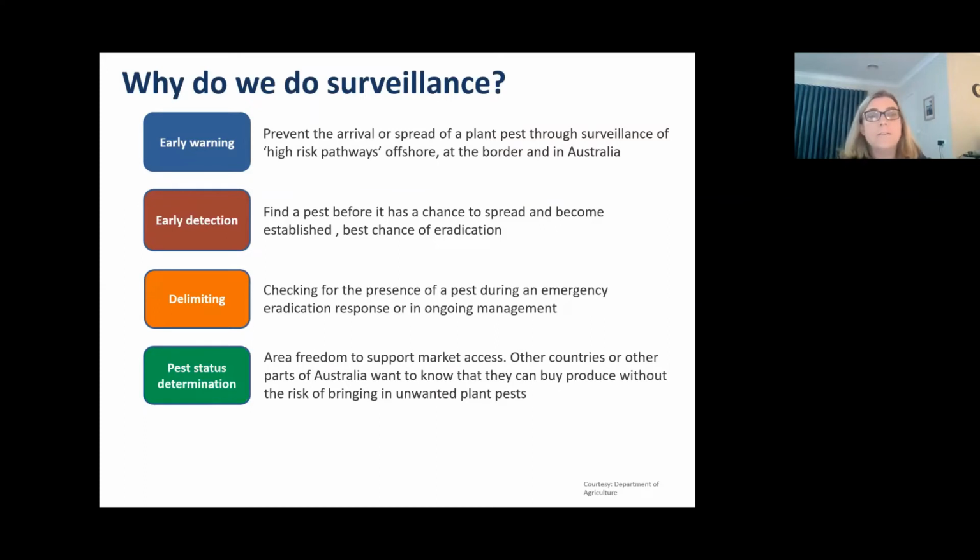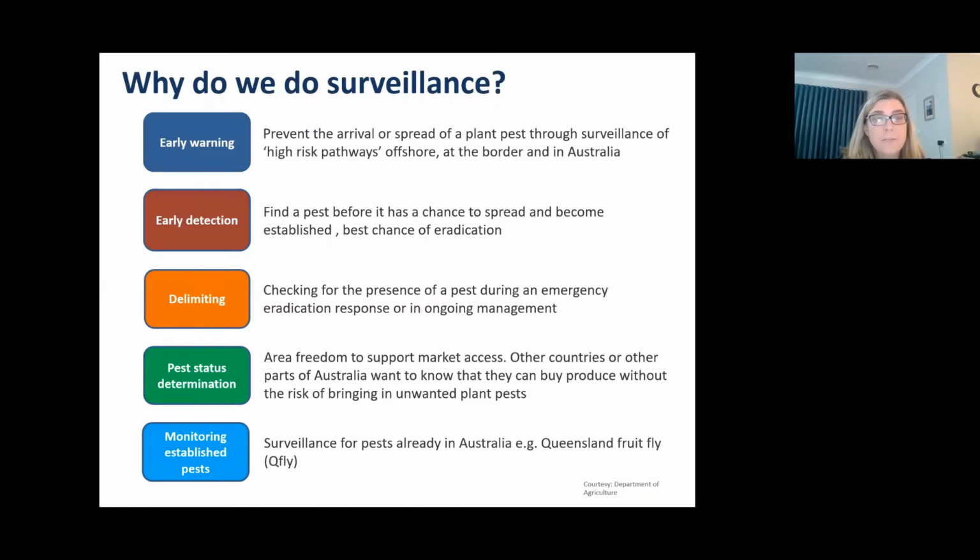We also do surveillance to support market access, to provide evidence that we don't actually have a pest. So this can ultimately involve doing surveillance to prove that a pest actually isn't present, and therefore we can export particular produce to other countries or other parts of Australia that are likewise trying to keep that particular plant pest out. And we call this evidence of absence, and it's crucial for access to markets, both in Australia and overseas.